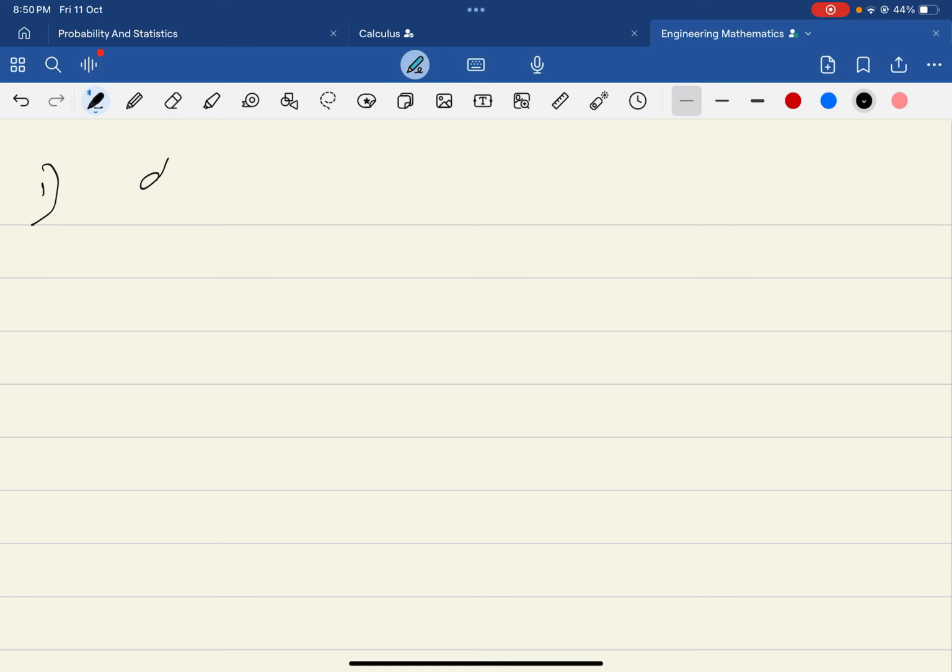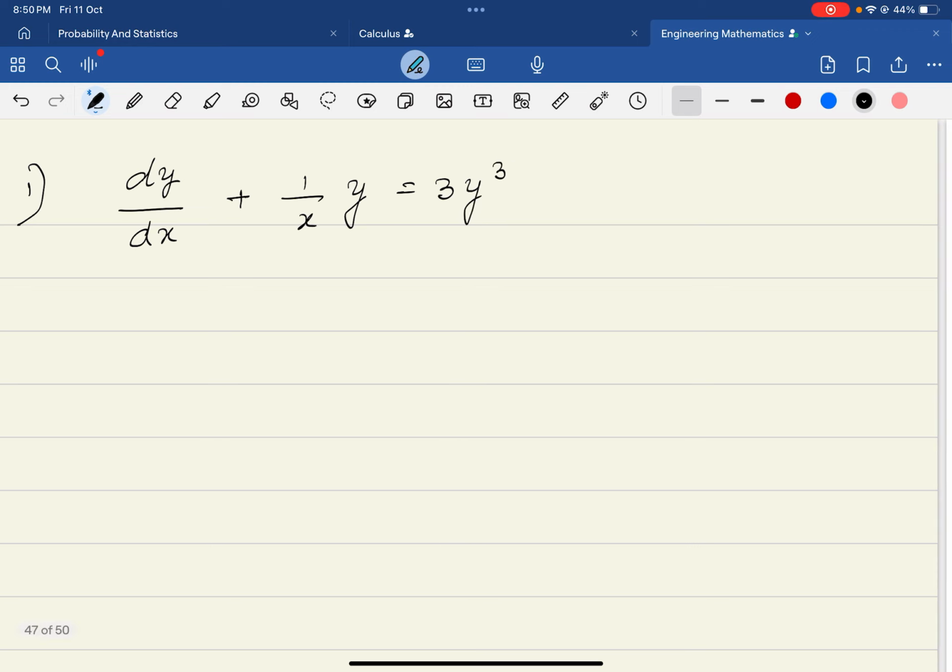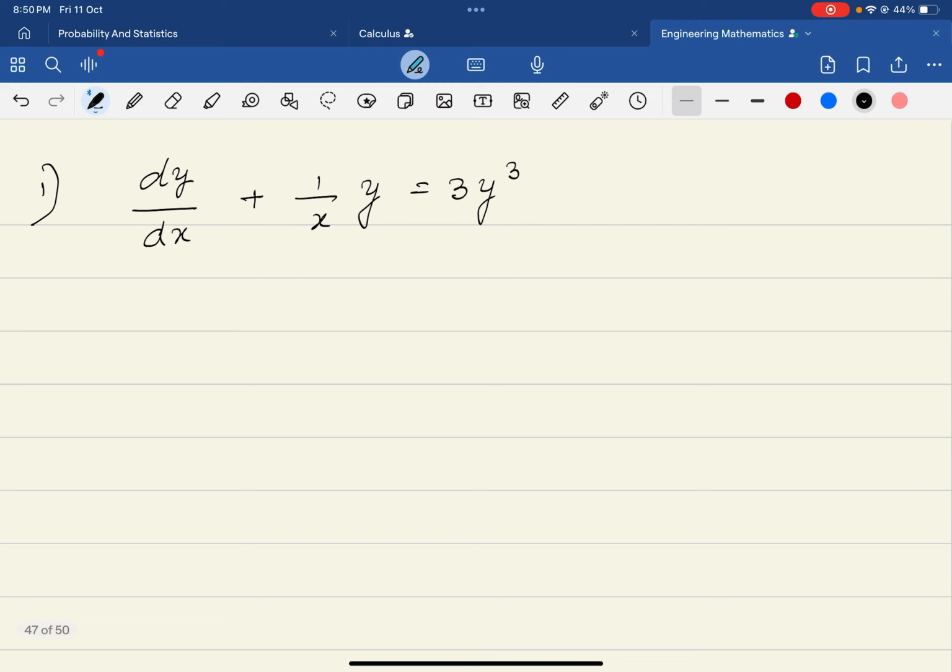Solve the differential equation dy by dx plus 1 over xy is equal to 3y cube. Okay. Now, since it is non-linear, first of all, what we do? Divide by y cube, the term y cube which is there here, because the non-linearity is what? Y cube only, right?